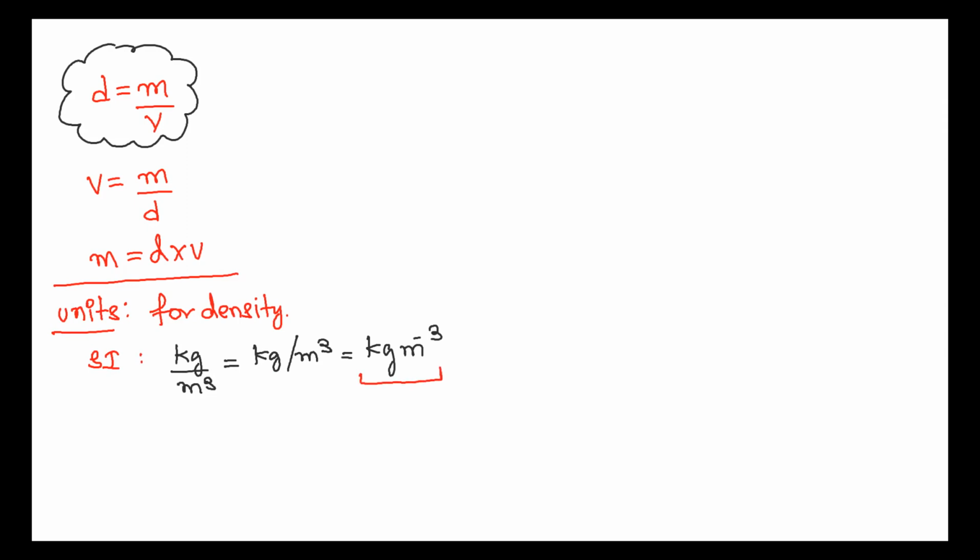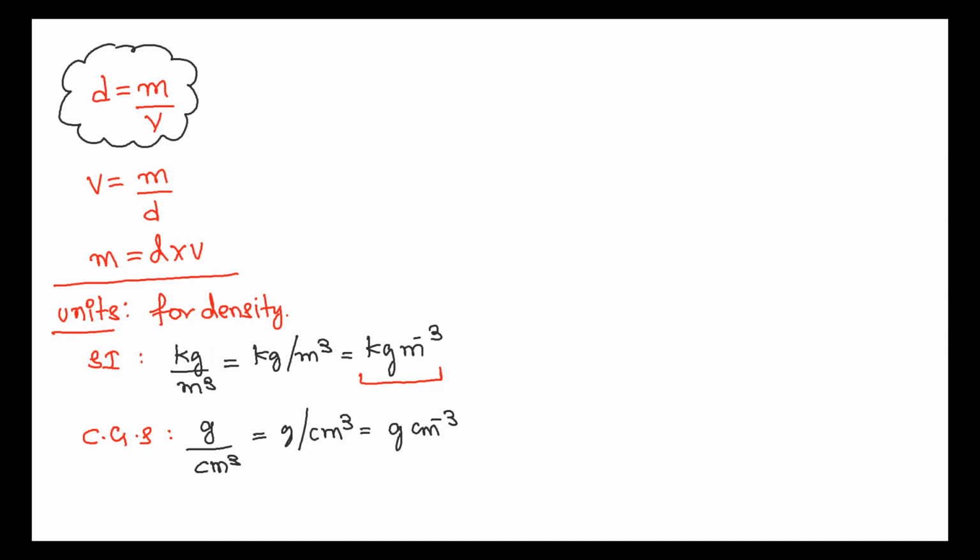At the same time, we have another unit called CGS. In the CGS unit, we have mass in gram and volume in centimeter cube. This becomes gram per centimeter cube, or the same as gram per centimeter to the power -3. Fine.